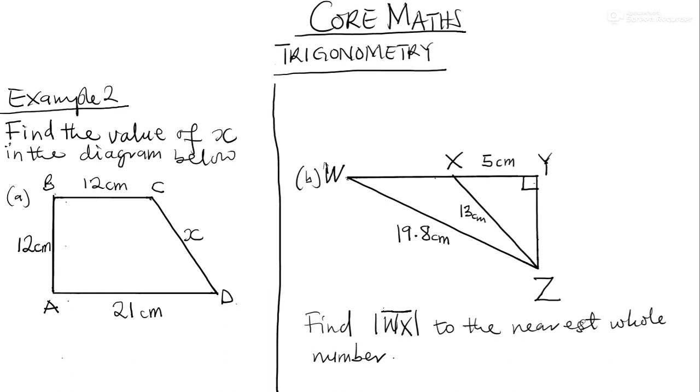Now, we were told to find the value of x in the diagram below. Okay, so this is our diagram and we are to find the value of what? X, which looks like the slant height. Okay, good. So that is what we were to find. Now looking at our diagram, it looks like a trapezium.